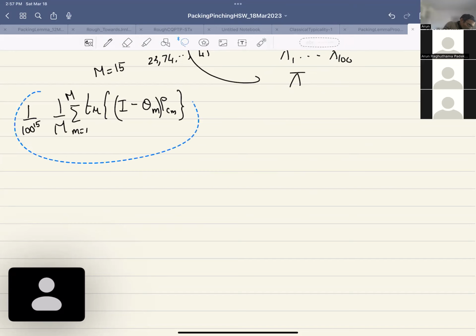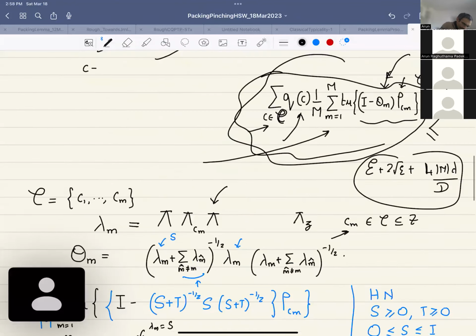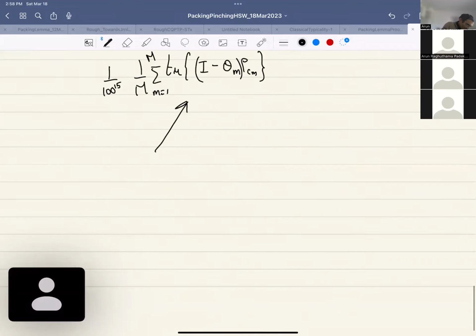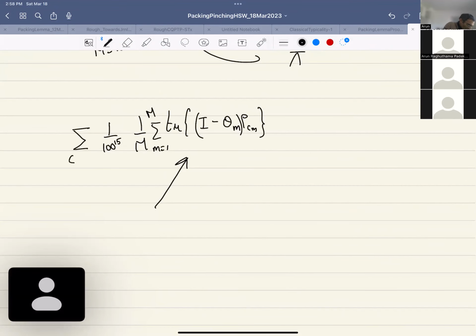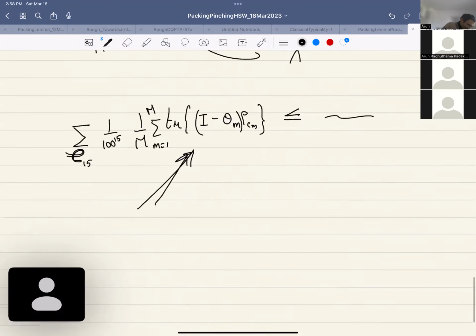Now, this is one term in this big sum. I have taken one collection and evaluated. I'm going to take one more, evaluate, one more, evaluate, and then do an averaging over all possible collections of size 15. This is the set of all possible collections of size 15. If I show this is less than something, then there exists one collection for which it is less than. That's really what I'm doing. I never used that so far, but I'm going to do that in the second term. So let's look at the second term.